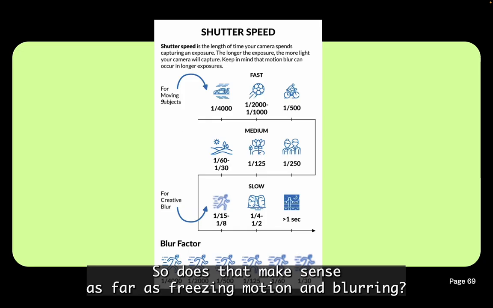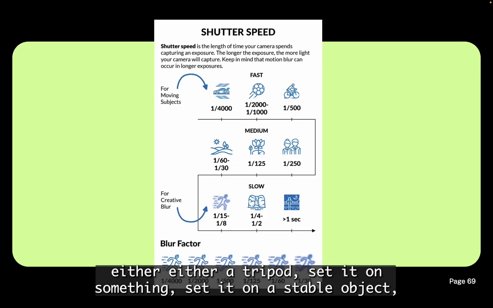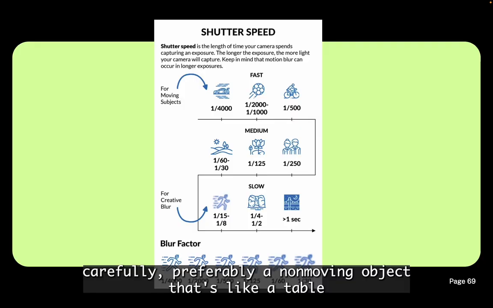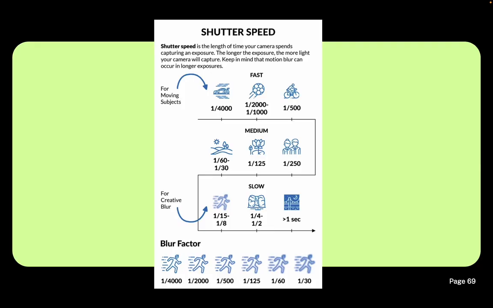So does that make sense as far as freezing motion and blurring? Any questions? You're saying you need a tripod? Either a tripod, or set it on a stable object carefully, preferably a non-moving object like a table or like on your backpack or something. I mean, you can have low angles, that's fine. Preferably a tripod.